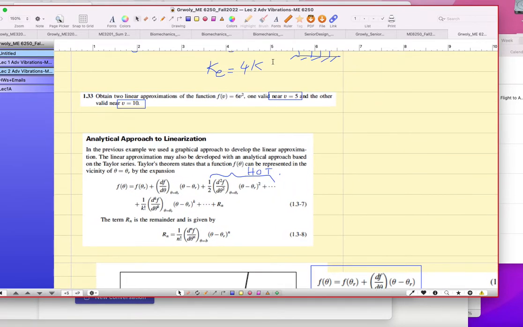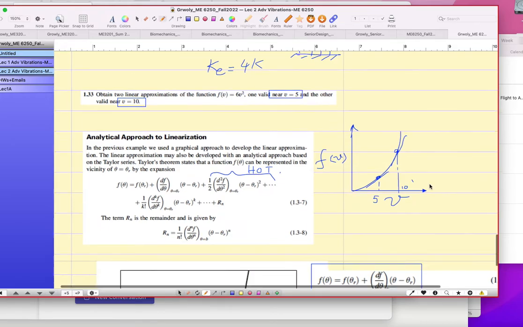If I draw the graph, this is v, this is f of v, and it should look like a very non-linear curve. Maybe this is location 5, and this is location 10. You have to linearize this graph, like draw a straight line. Linearization means draw a straight line at that point. That will help reduce the complex problem from parabolic to just power 1 of x.